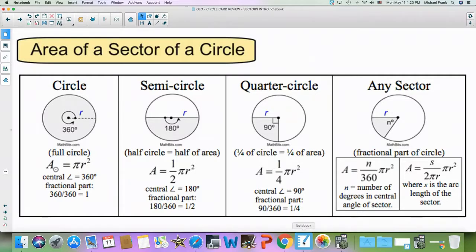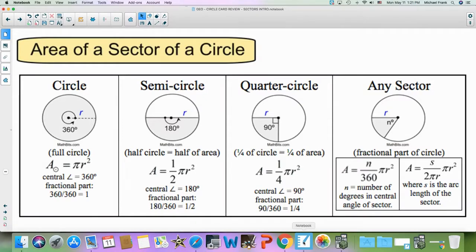Last week, we discussed the area of a sector of a circle. We began by reviewing that the formula for the area of a full circle is area equals pi r squared. And then we quickly discussed a semicircle, which is half of a circle, so the area is equal to 1/2 of pi r squared. But we should also remember that a semicircle has a 180-degree central angle, and 180 degrees divided by 360 simplified is 1/2, making it 1/2 pi r squared.